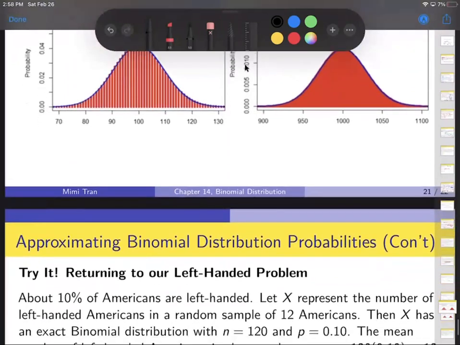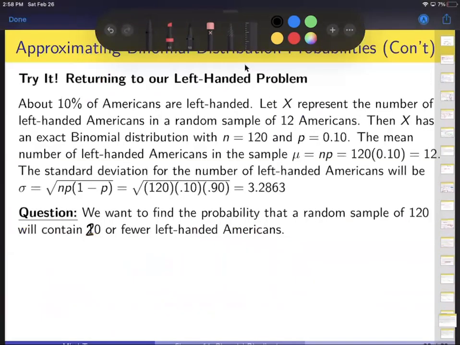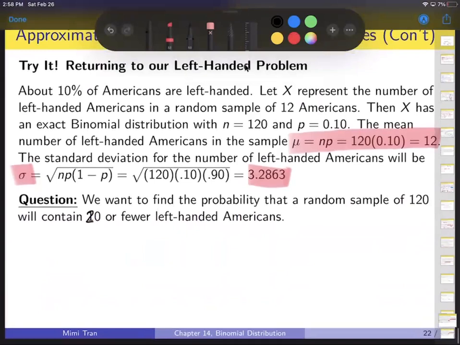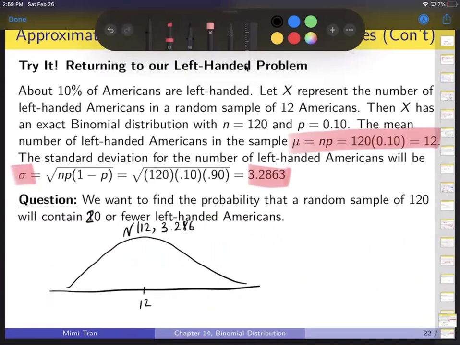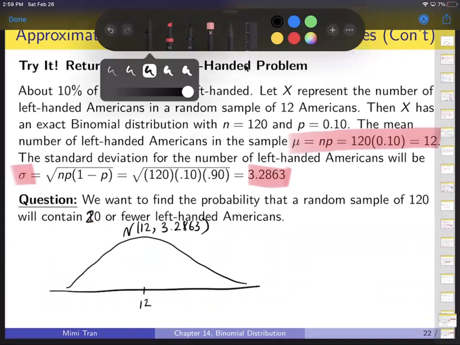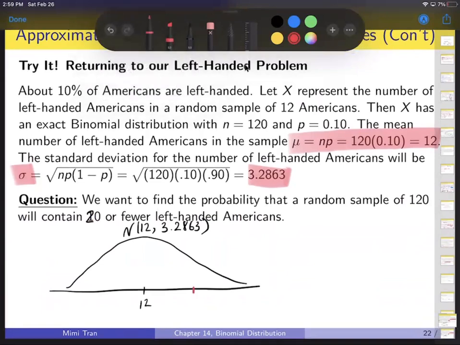Okay, so return to the left-handed problem. Remember the mean is still 12, and the standard deviation is 3.2863. So you can draw out the normal curve. The mean here is 12, the standard deviation is 3.2863. For 20 or fewer, where is 20? 20 is right here. If it's 20 or fewer, you highlight the left side of the curve.